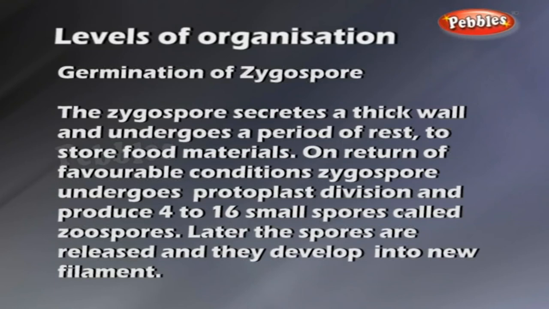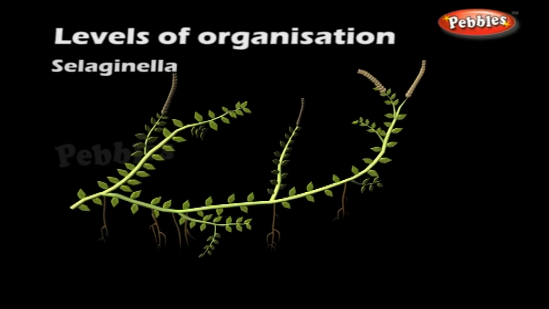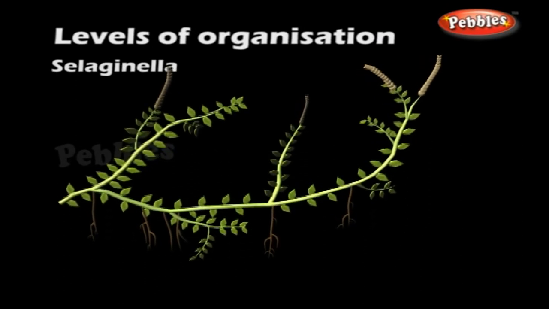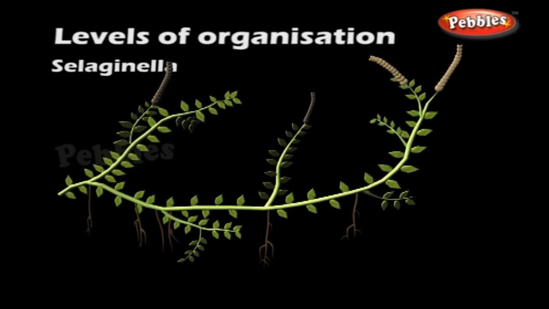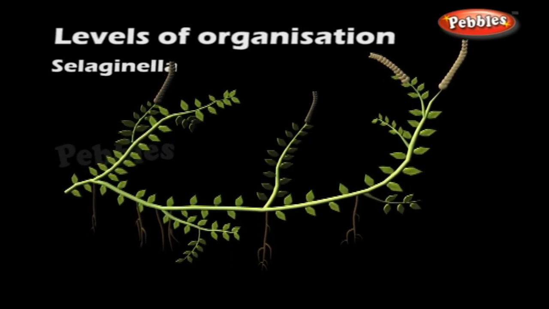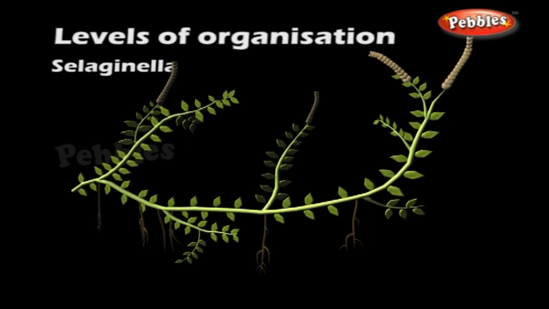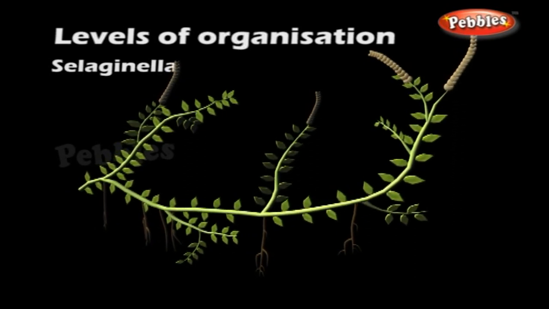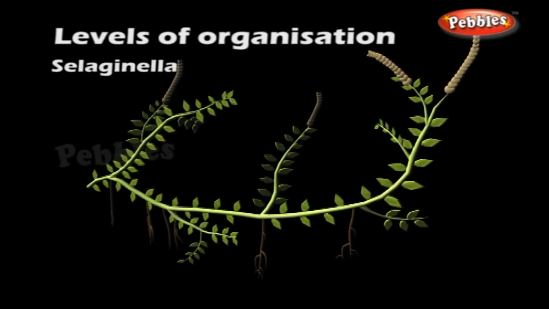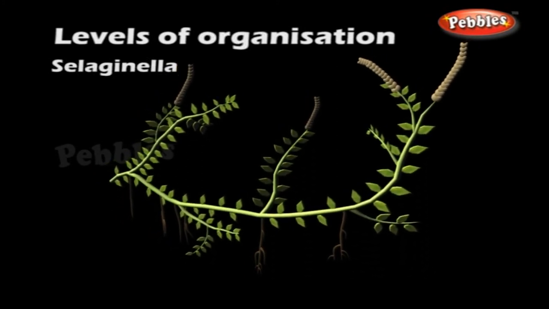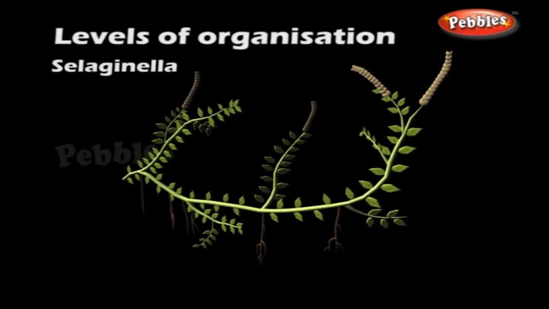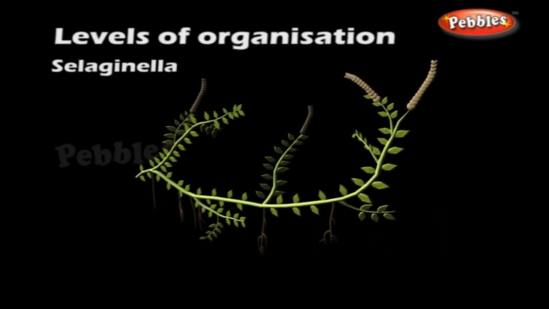Selaginella. It belongs to the division Pteridophyta. Selaginella is commonly known as club moss. Most of the species grow in damp forests of tropical countries. External structure of plant body. Mature sporophyte of Selaginella. The plant body, sporophyte, is differentiated into roots, stem, leaves, and rhizophores.